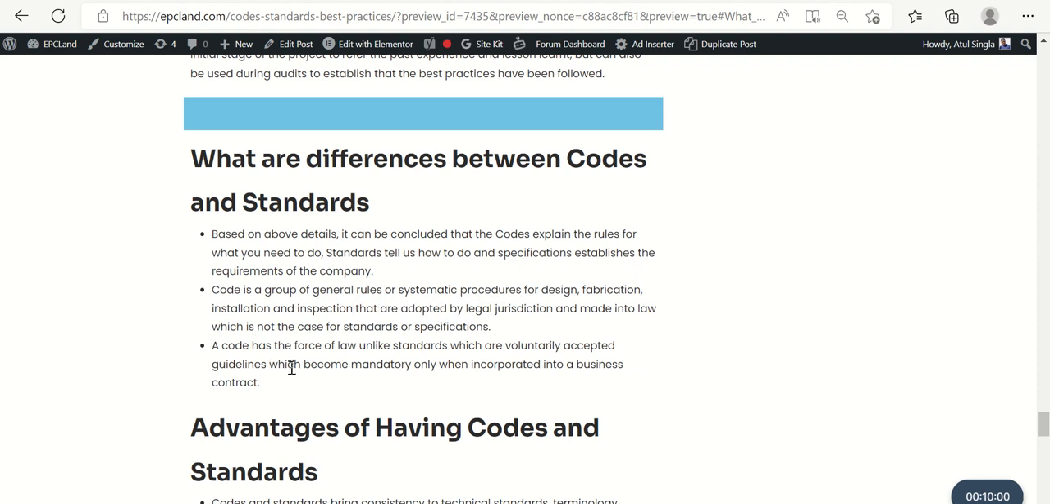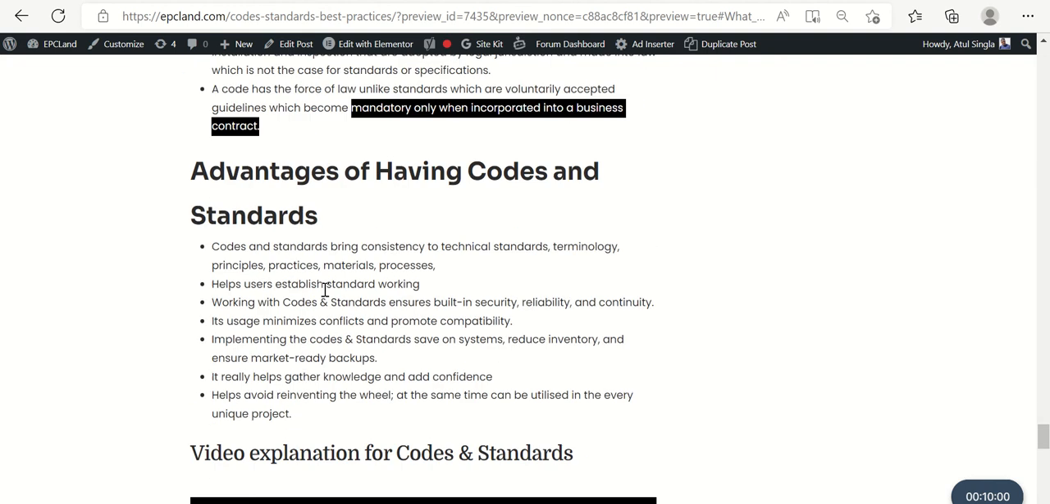A code has the force of law, unlike a standard, which, as we discussed in the second point also, is a voluntarily accepted guideline that becomes mandatory only when incorporated into the business contract. It becomes mandatory only if we add it into the business contract. So this is the major difference between code, standard, specification, and best practices.